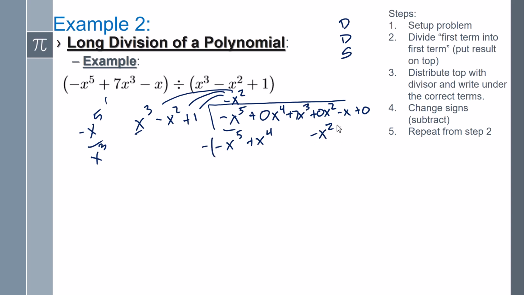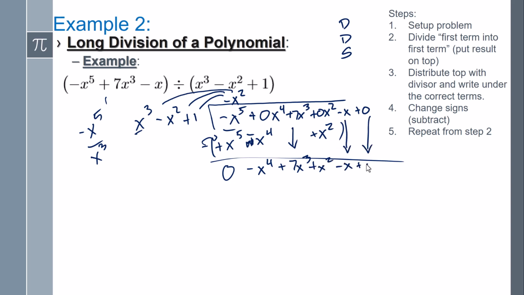Now subtract. So distribute that negative. So that turns positive, that turns negative, that turns positive. So that cancels out. Minus x to the 4th. Bring that down, bring that down, bring that down, and I still have the plus 0. Now we do it again. Divide. So divide the leading terms here. So negative x to the 4th over x cubed. That gives me minus x.